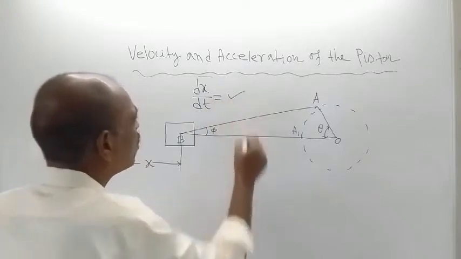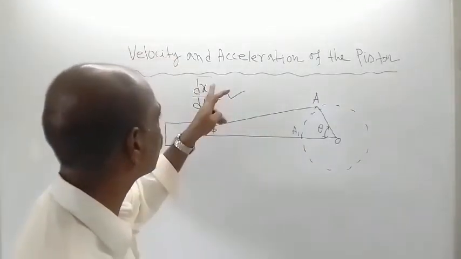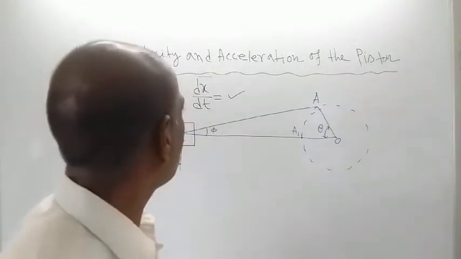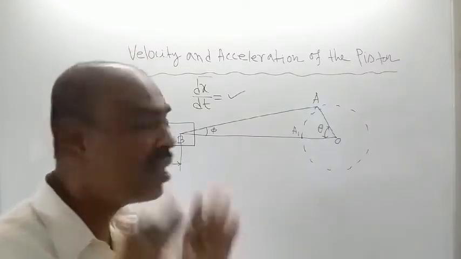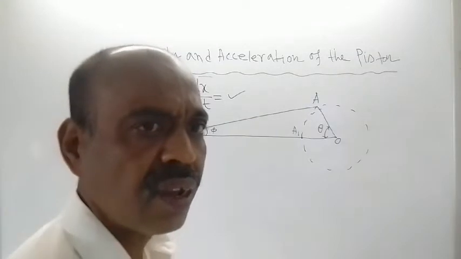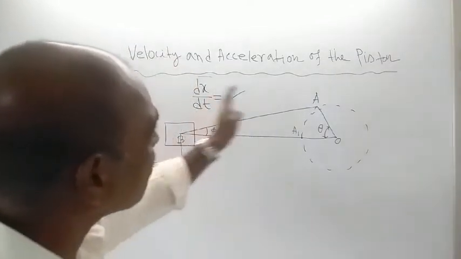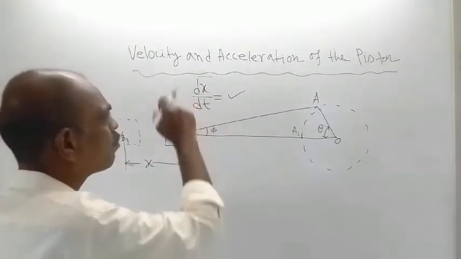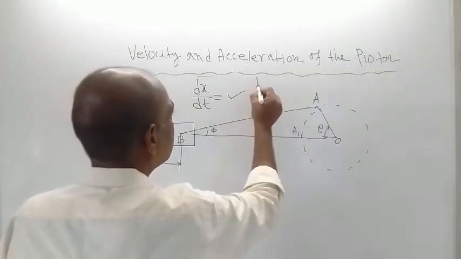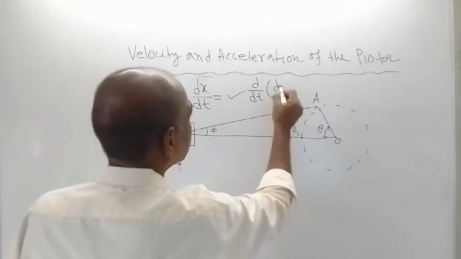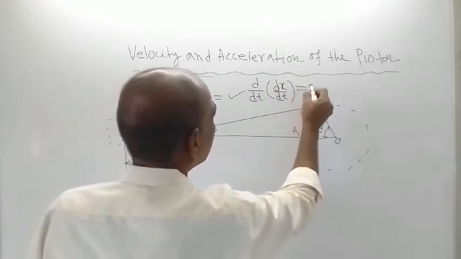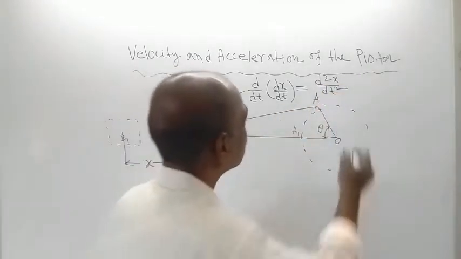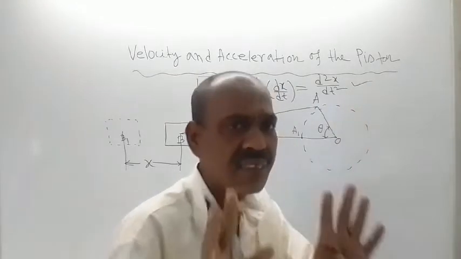if this expression is known, that means the velocity of the piston is known, because x is the displacement of the piston, t is time. So dx/dt is known. So dx/dt can be known only when x can be known in terms of theta, right? Similarly, acceleration can be known by differentiating this once again, that is second order derivative of x, d/dt of dx/dt, that is second order derivative of x with respect to time, right? So if this is known, that means acceleration is known.